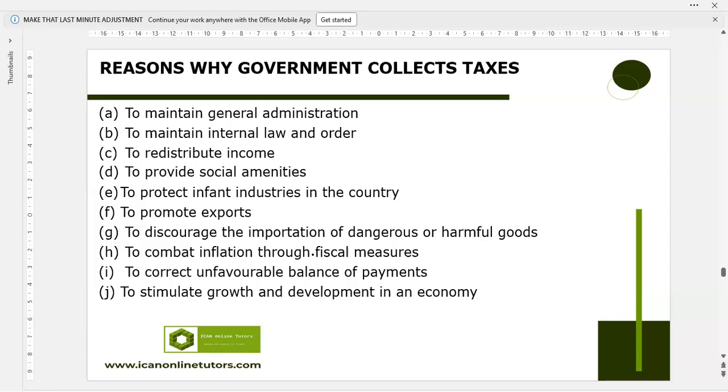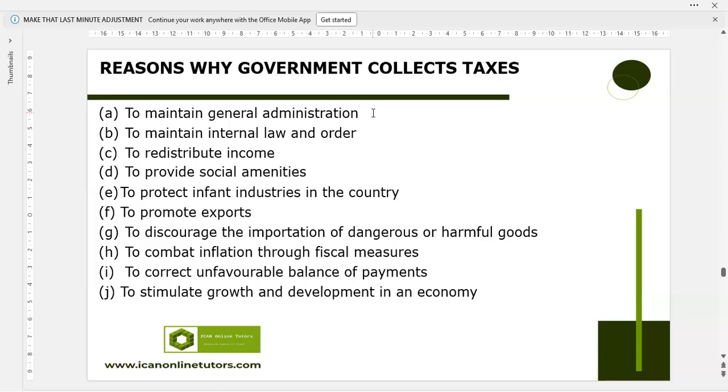So the administrative machinery of a country may collapse if there is no money. I told you, government is a business. So can any business thrive without money? No, not even anywhere in the world. It will not thrive. So government is a business and we must put money in it to make it thrive. Therefore, tax is one source of revenue to the government.